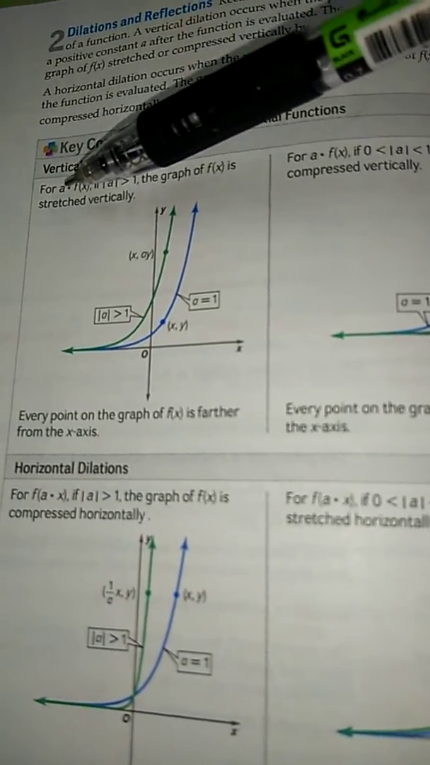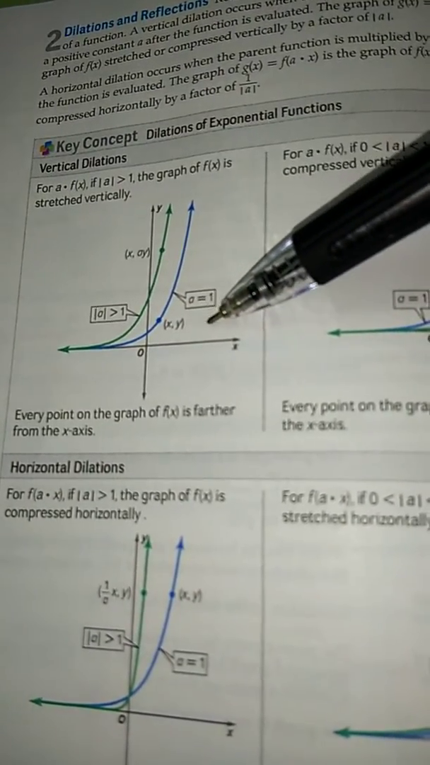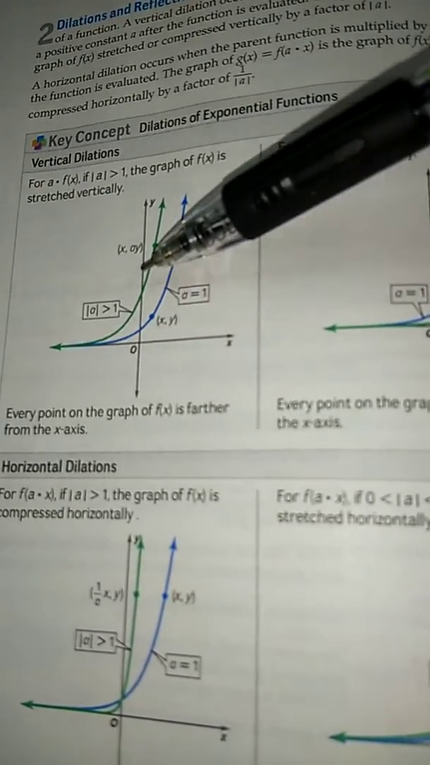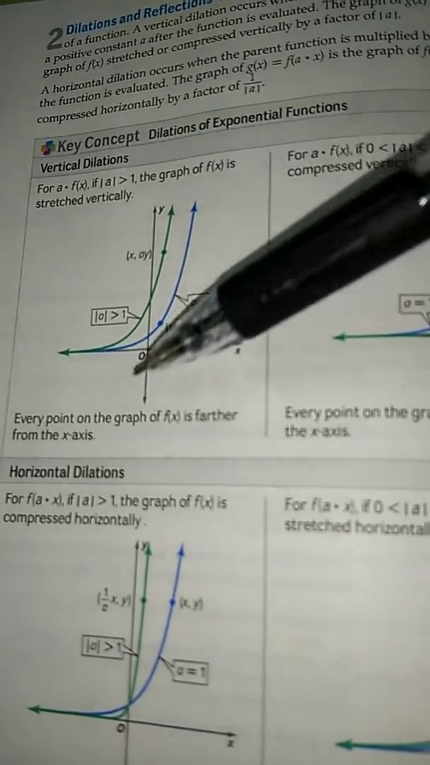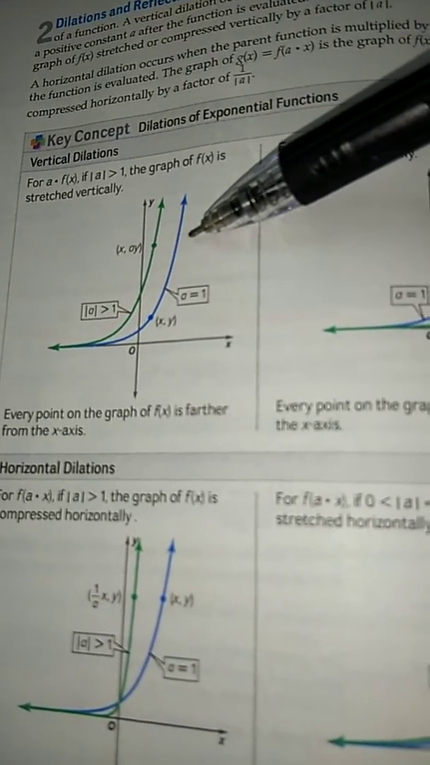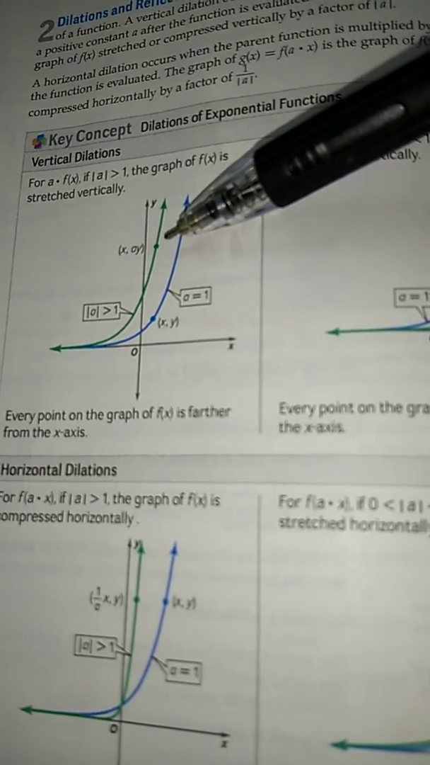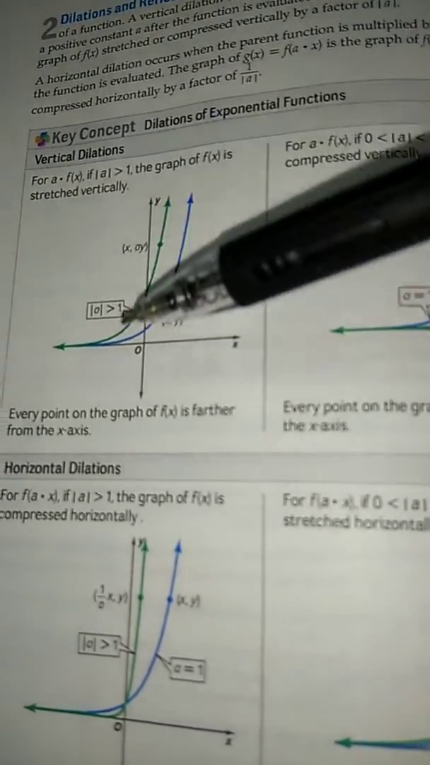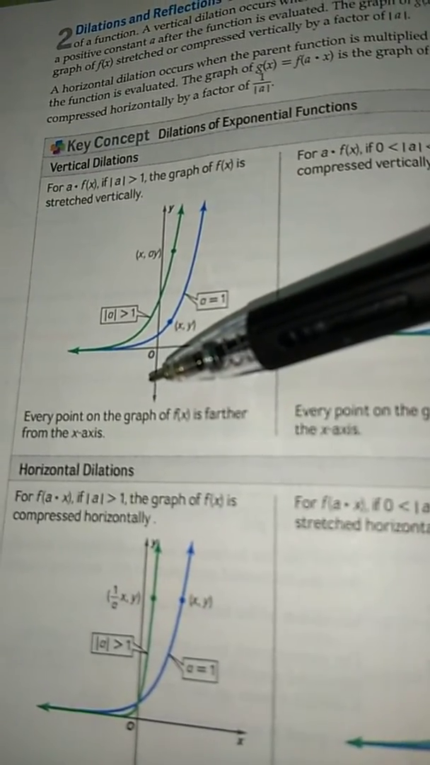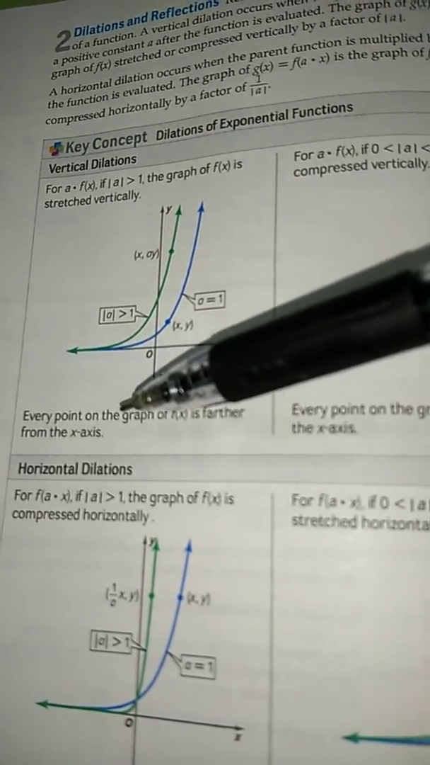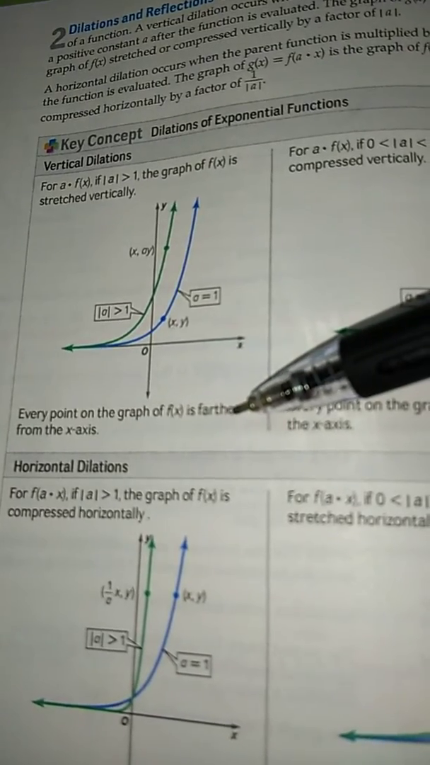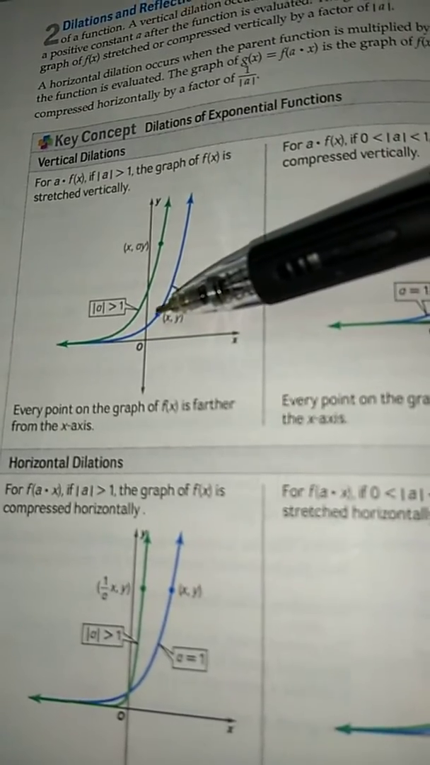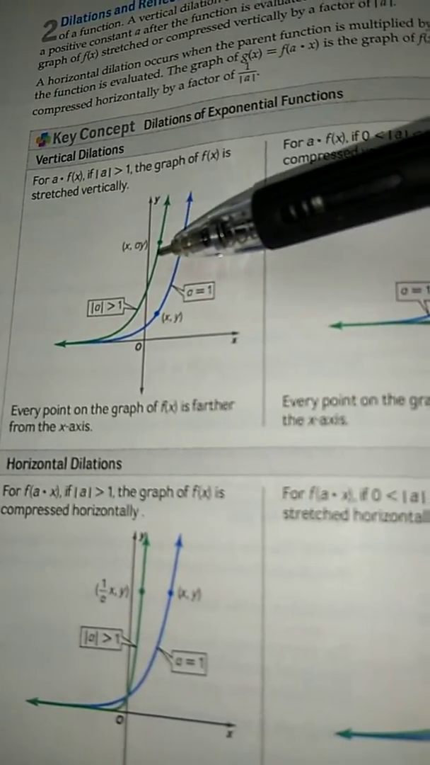Okay, so if you had an A in front, always the blue line is the original line, the green line is the transformed. So you want to see how it changed from the blue to the green. This one, everything's been squeezed, if you will, up. This one says it's been stretched vertically. So every point on the graph of f of x is farther from the x-axis. So where it used to be here, this x, y is now being pulled up to here.